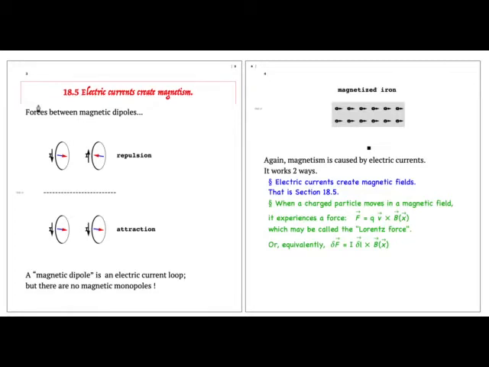Electric currents create magnetism. This is section 5 in chapter 18. Let's consider forces between magnetic dipoles. Suppose I have a magnetic dipole. A magnetic dipole is an electric current loop. So I have current flowing around a loop.